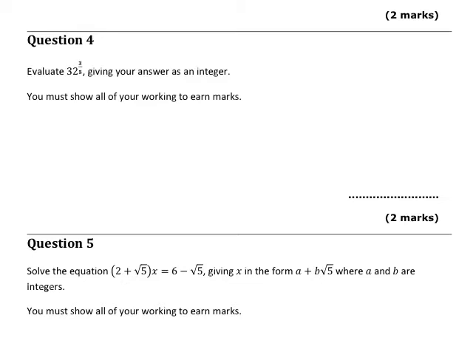Question 4, very GCSE this one. We're taking the power of 1/5 inside a big bracket. 32 to the power of 1/5 is the 5th root of 32, or 2 to the power of 5 is 32, so that number inside the bracket really is 2, and the answer is 8.